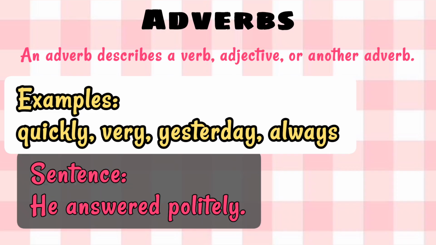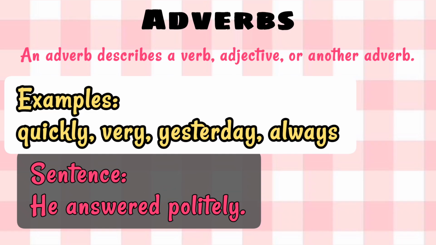Let's look at this in a sentence. In the sentence, he answered politely, politely is an adverb of manner. It's showing the manner in which the person answered. He could have answered rudely, but here he is polite, so he answered politely.